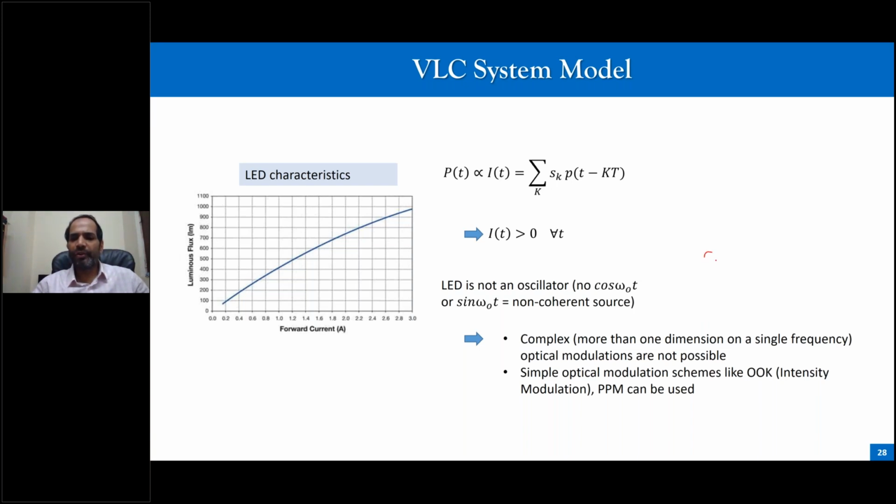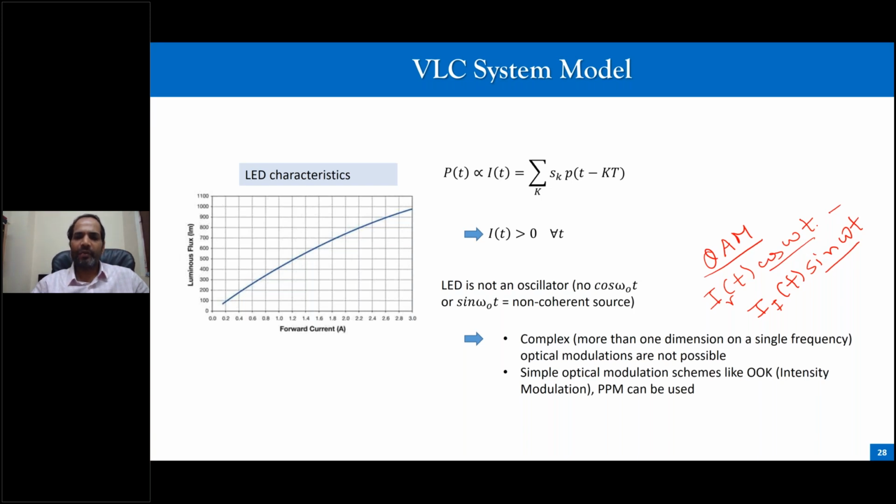So if we want to do quadrature amplitude modulation, what would happen? We would have IT, we will multiply this with cos omega t, and we will have another current stream, and we will multiply this with sine omega t, right? This is quadrature amplitude modulation, and you may add or subtract. Now to do quadrature amplitude modulation, we want oscillators. LED is not an oscillator, so you cannot have any complex modulation scheme possible using LEDs.